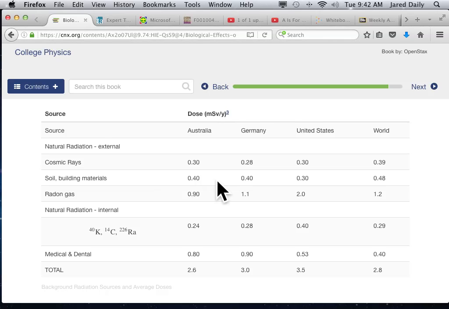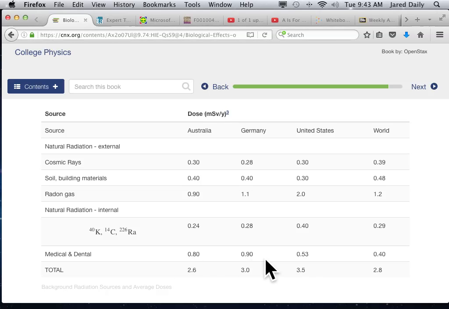Soil and building materials can give you a dosage of radiation, just exposure to these things. Radon gas, look how much it goes up if you're around radon gas. Internal natural radiation comes from things that we have in our body. This is stuff we get just by living, right? Different things that we ingest in our body: carbon-14, radon, and potassium. Potassium, I got a banana in my office that's radiating potassium because it has potassium-40 in it.